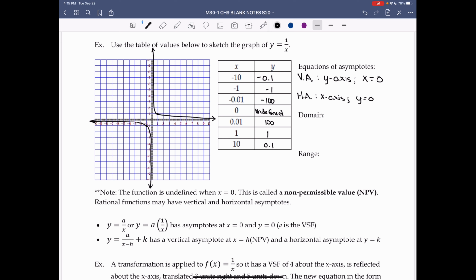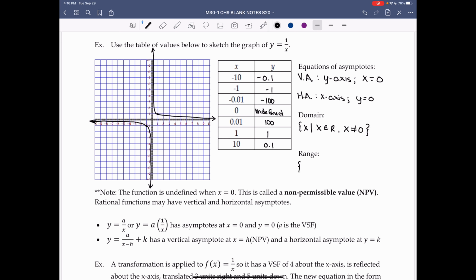The domain for the base rational function 1 over x: if we look at our graph, we see that all values to the left of x equals 0 are part of our graph, and all values to the right of x equals 0 are part of our graph. But we know that x equals 0 is not part of our graph. We can see this by looking at the table of values. We know that at x equals 0, the function is undefined. We can also see this from our asymptotes because x equals 0 is our vertical asymptote. So our domain is x such that x is all the real numbers except x cannot equal 0.